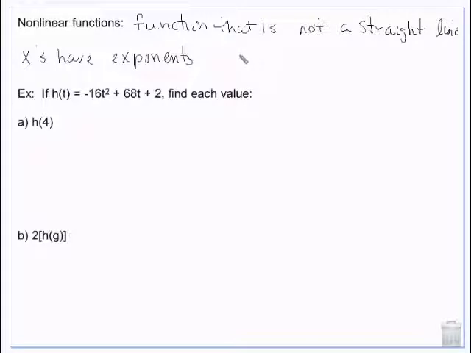Because these are curves, and a squared looks like this, and a cube looks like that, and a fourth looks like that, and a fifth looks like that, but you still pass the vertical line test. If I start throwing y squareds in there, I get circles and ellipses, and so then it doesn't pass the function test. So x has exponents, y's don't have exponents.